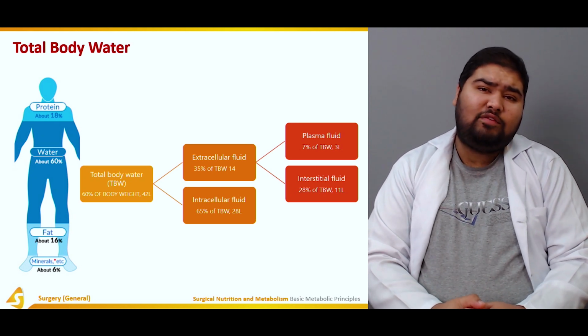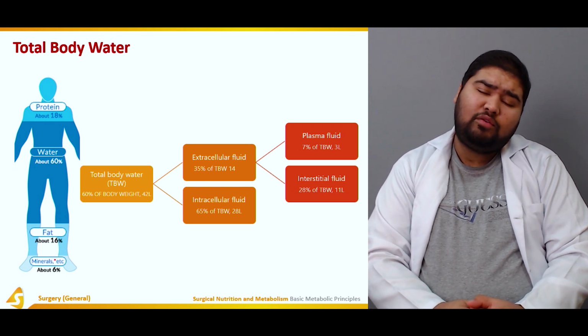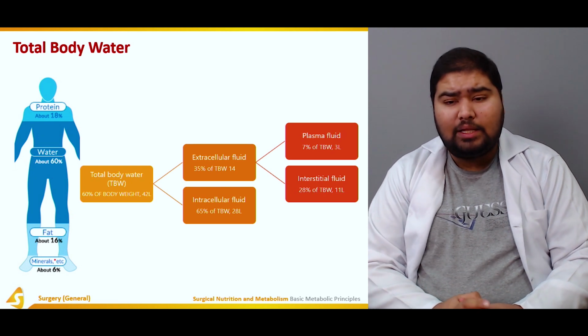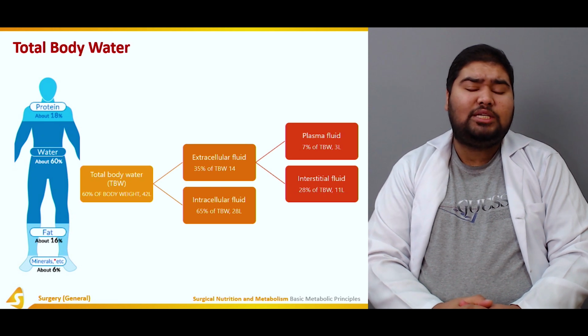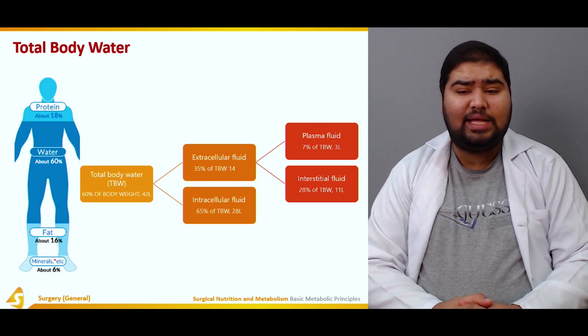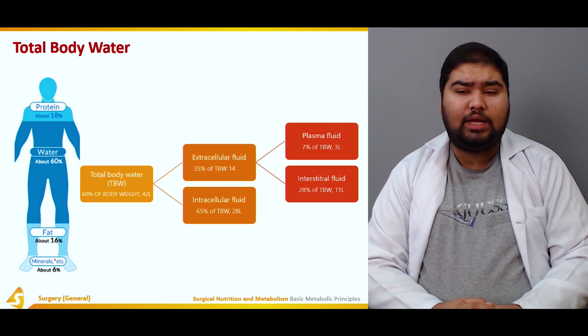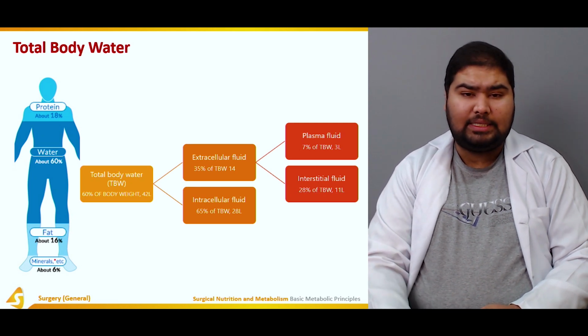The extracellular fluid is divided into plasma fluid that is present in the blood. This is about 3 liters. And then interstitial fluid, which is present in the interstitium of the cells. This is about 28% of the total body water and 11 liters.